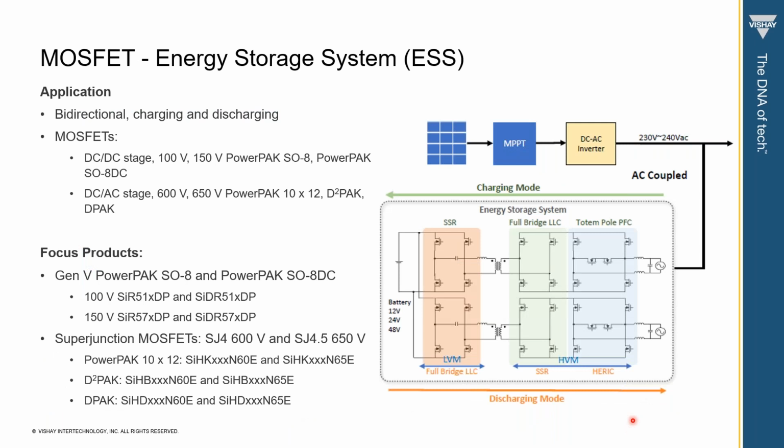Okay, for the MOSFET for the energy storage or the PV storage, we offer MOSFETs for DC to DC at 100 volt and 150 volt. For the high voltage, we also have 600 and 650. So the product offering is more or less quite similar to the previous one for the solar inverter system.